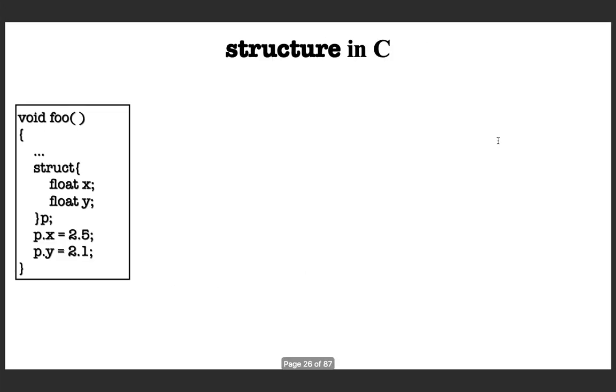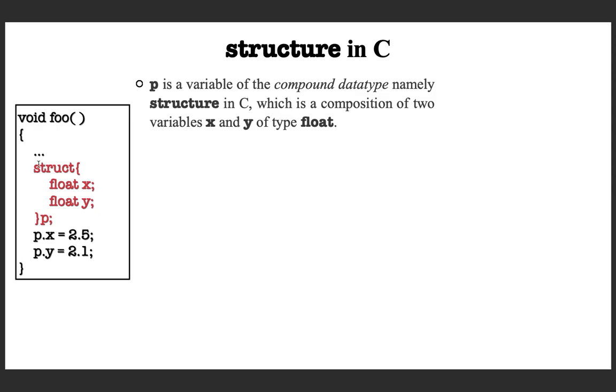So we can have a very concrete example. Here there is a function foo, and a structure is declared. Please don't worry about the syntax, that we will see later very formally. Here P is a variable of compound data type, namely structure in C, which is a composition of two variables x and y. In this particular case both are having float as the value.